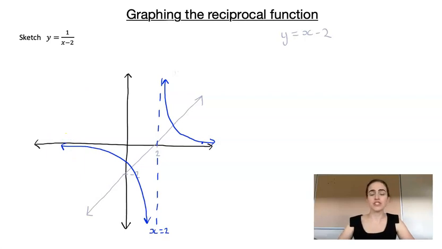This is just a sketch, so it's not to scale. But one of the other things that we can consider that might help us graph is that whenever our original function, this one here, had a y value of 1 or minus 1, then the reciprocal function is going to be the same.